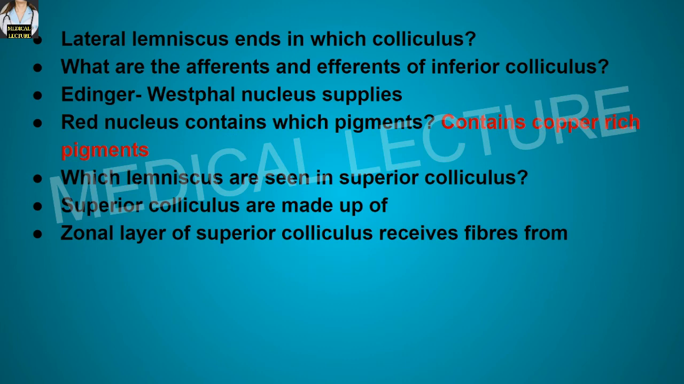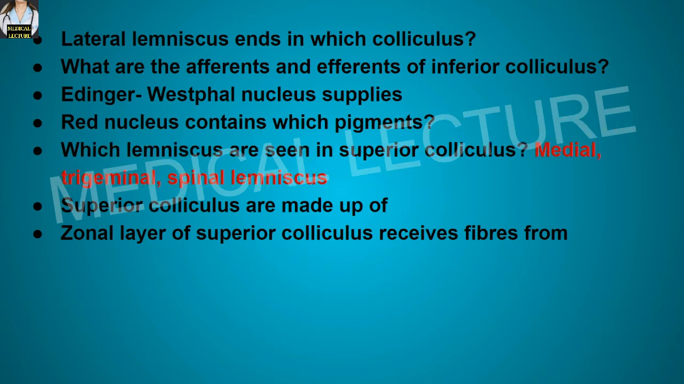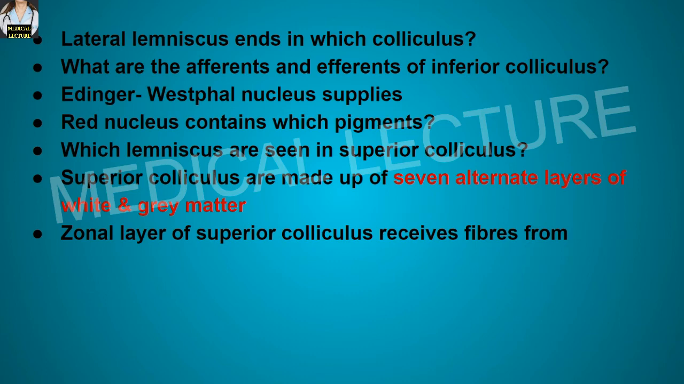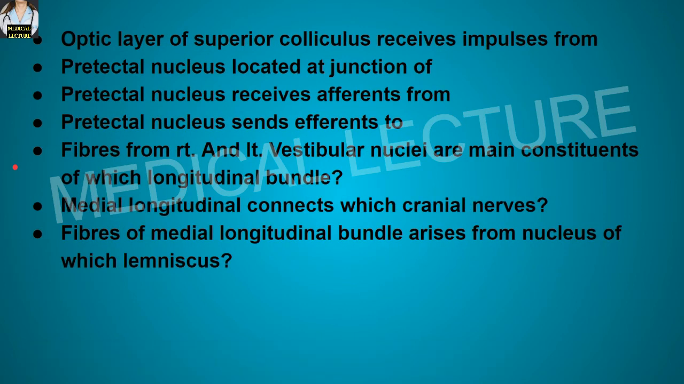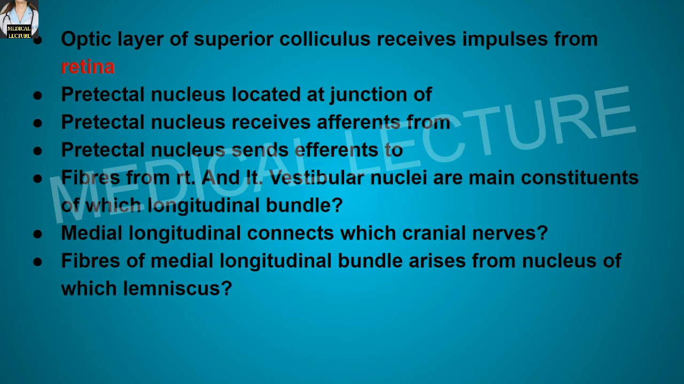Which lemnisci are seen in the superior colliculus? Medial, trigeminal and spinal lemniscus are seen in the superior colliculus. Superior colliculus is made up of 7 alternate layers of white and grey matter. Zonal layer of the superior colliculus receives fibers from the occipital cortex. Optic layer of the superior colliculus receives impulses from the retina.